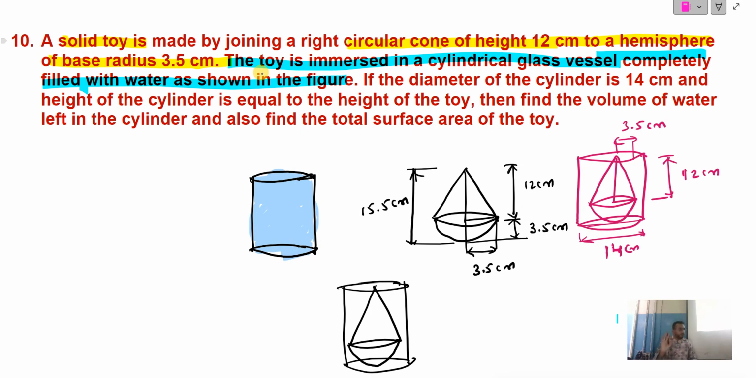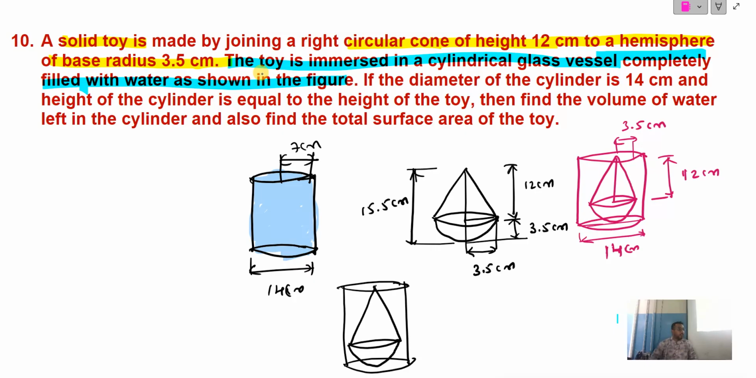Remember? Can you see this? Here radius is 3.5. But here radius is 7 centimeter, since the diameter of the cylinder is 14, then the radius is 7 centimeter. Any doubts? Okay.